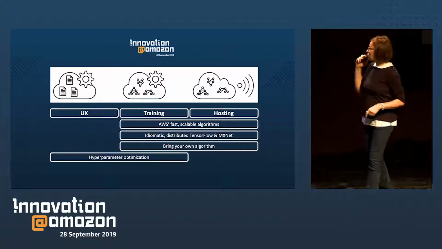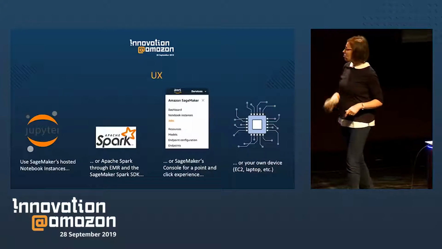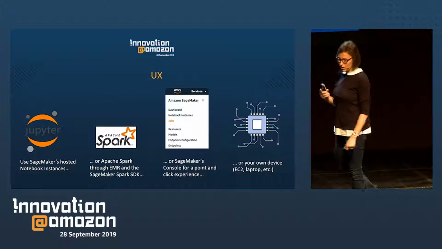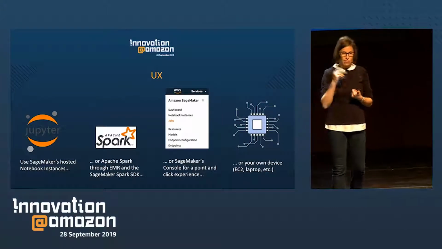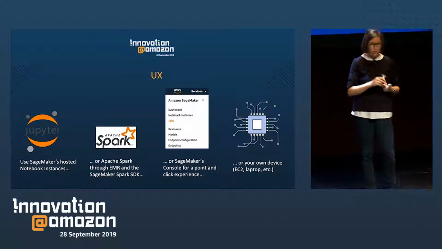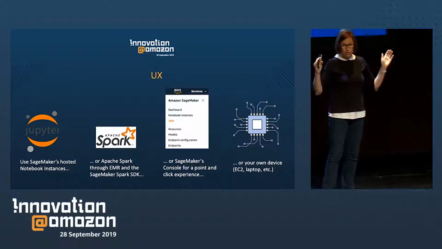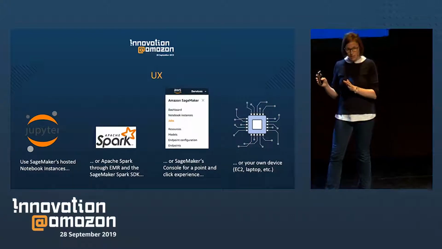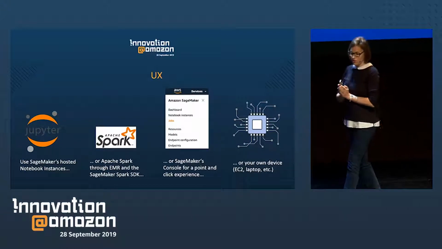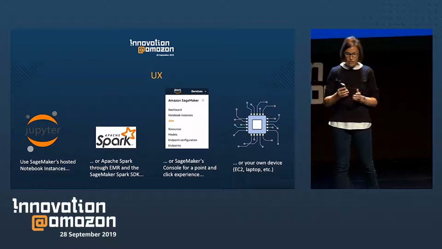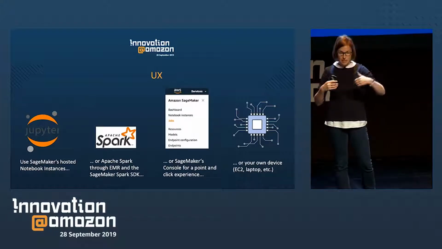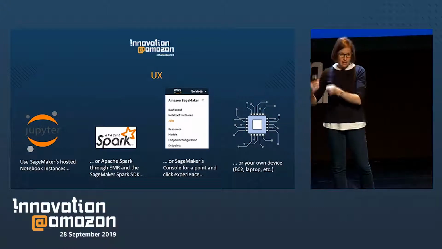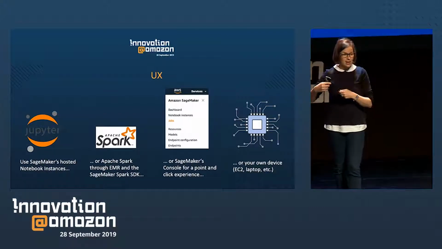Okay, so let's start with the first building block, which is the user interface. How can we work with Amazon SageMaker? We start with a very, very simple use case: you have your data, you don't need to clean the data or pre-process the data, you just take it. You take an existing algorithm, you train the model. The model in machine learning means an algorithm that has seen the data, was adapted to the data, and now has the capability of producing some output.